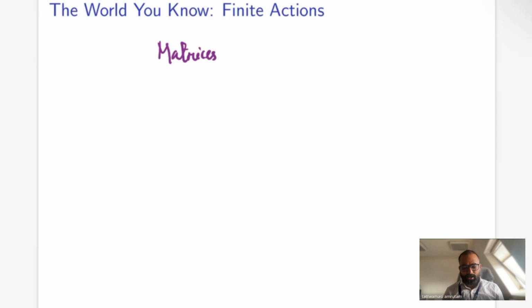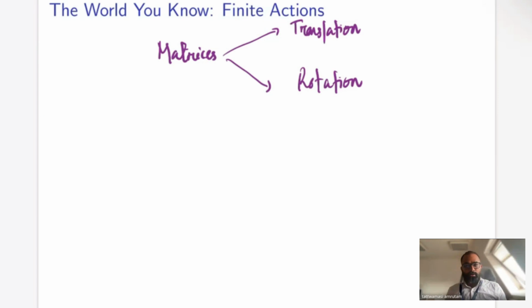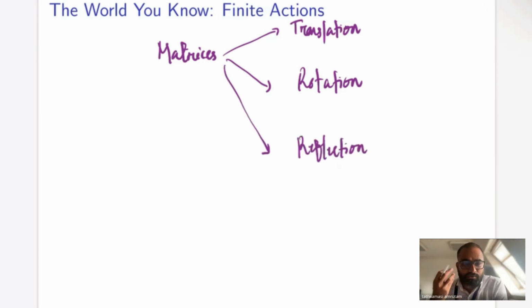And this is the world. How do we see them? The way we see them is via their actions. For example, translation. You can translate a vector along a certain direction, you can rotate it, or you can reflect. Everything that we do in the finite dimensional world can be written as a finite combination of these three. Everything else is basically covered by them.